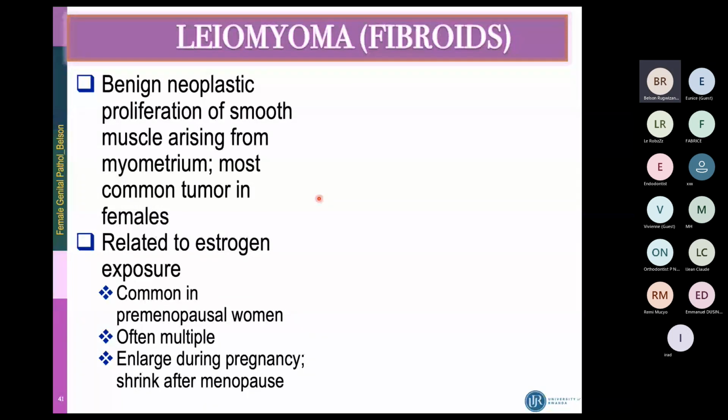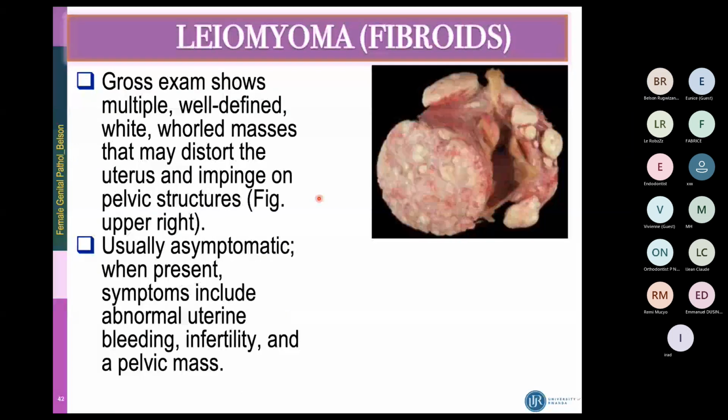Okay, so they are also usually multiple. So here we are seeing the nodules in the uterus, but also we have them around the uterus. So they have taken up some other pelvic structures. So usually this is asymptomatic.